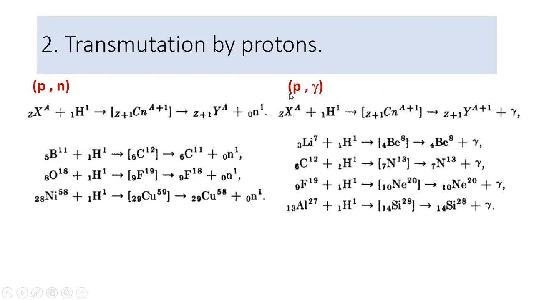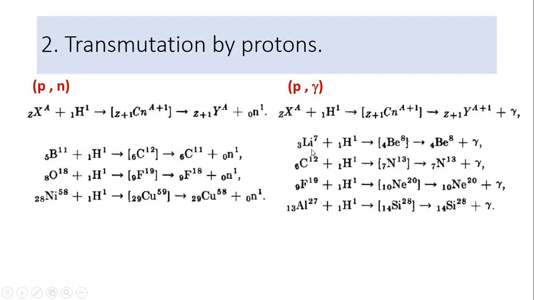So again, there may be the possibility of the bombardment of the proton with the emission of the gamma rays. With the emission of the gamma rays, there is no change in the atomic number and the mass number. That proton only contributes one to the atomic number and the mass number, so there is an increase of one in the atomic number and the mass number in the compound nucleus. Just have a look at the first example.